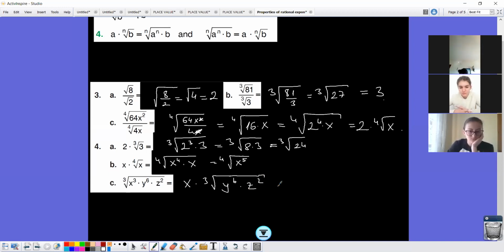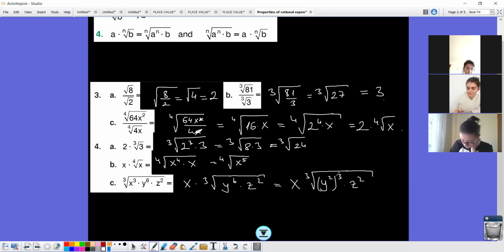Can I do one more? Yes, teacher. So y to the power of 6, can I write it like y squared, cubed, times z squared? So I have here again one more cube power, the third one. It's the same. So I will take out x times y squared, and the cube root of z squared you will have.